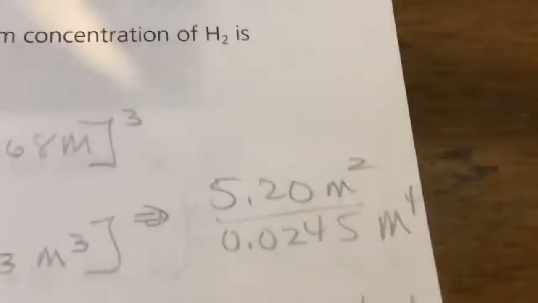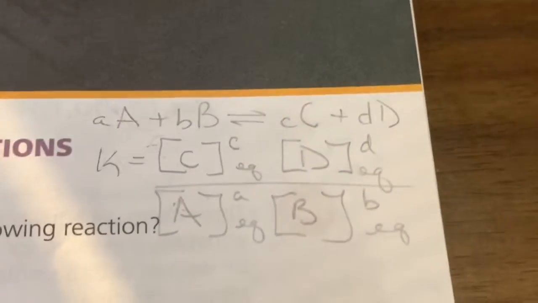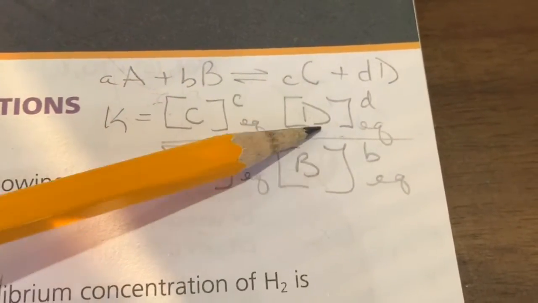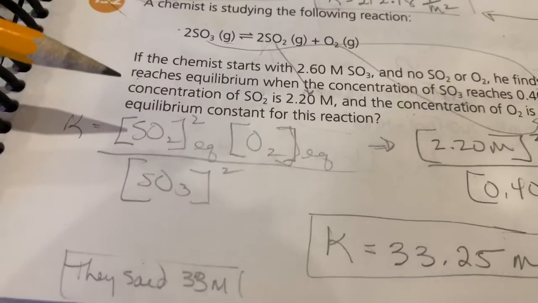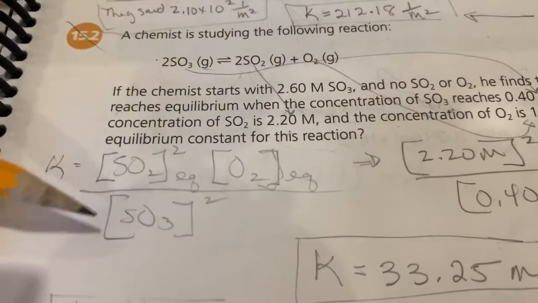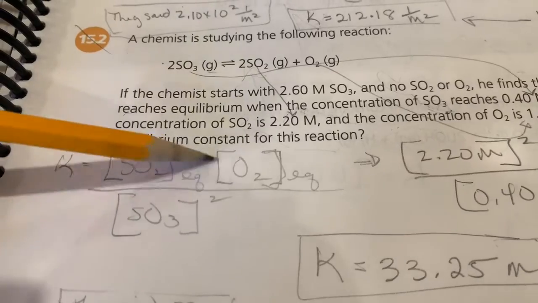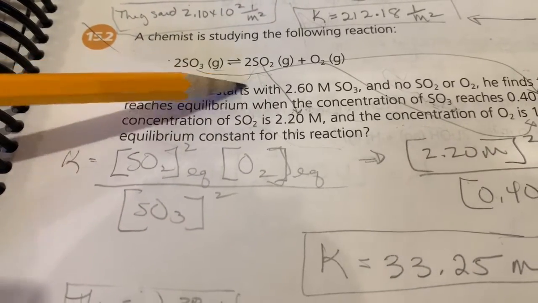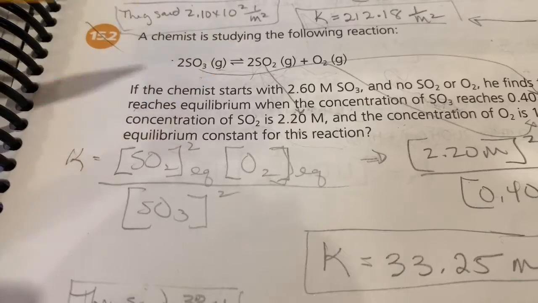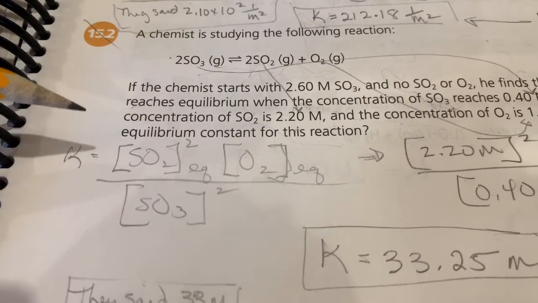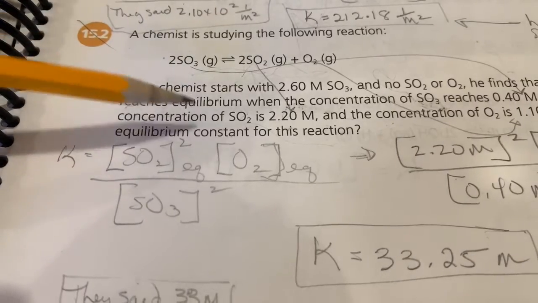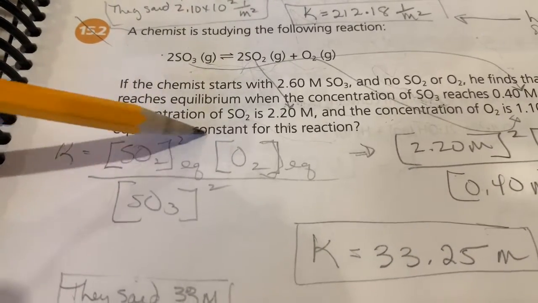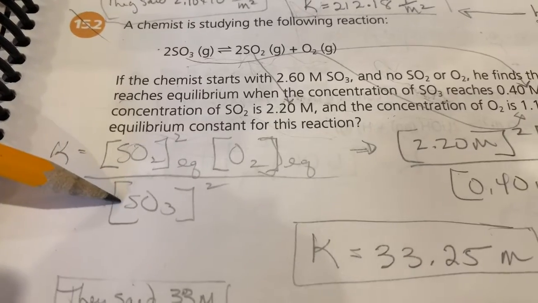Now remember, up here we have our C to the C times D to the D divided by A to the A times B to the B. So we're going to go ahead and build that. We build that with our letters first, so we keep track of what we're doing. We have our products on the top, double checking that they're all gas, because that's what we have to do our math with. If it's something else, we can't use it. Aqueous or gas, we have concentrations, but the other two, no. So our products go on top, our reactants go on the bottom.